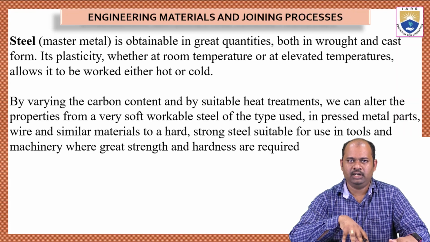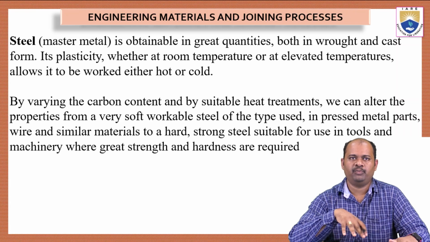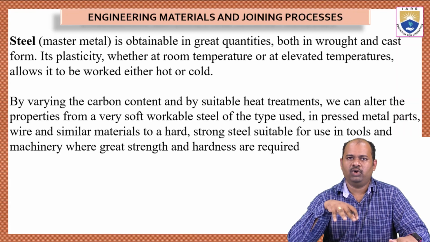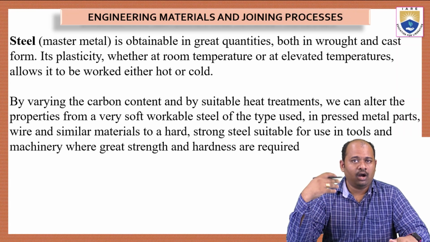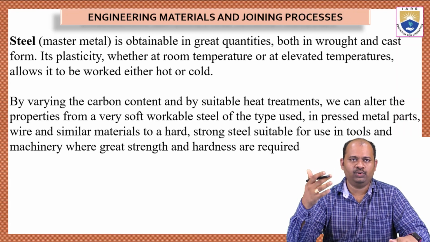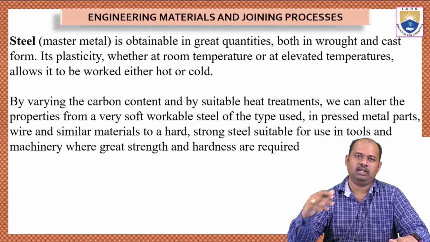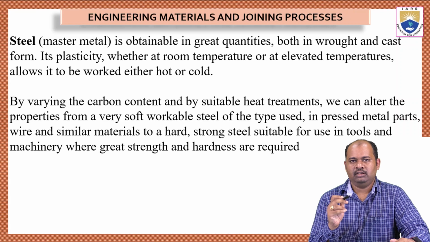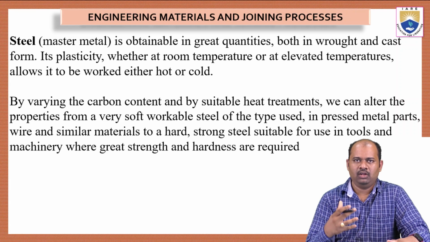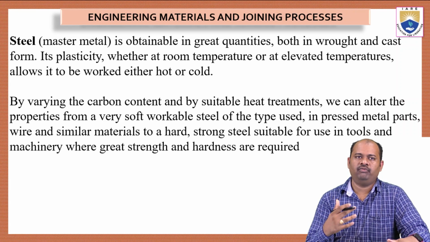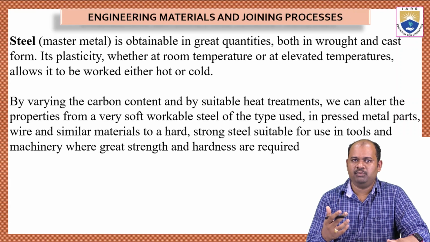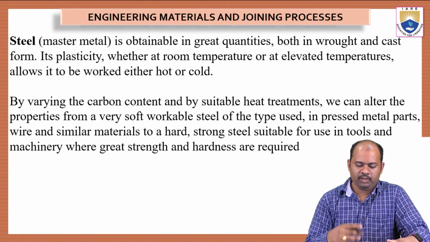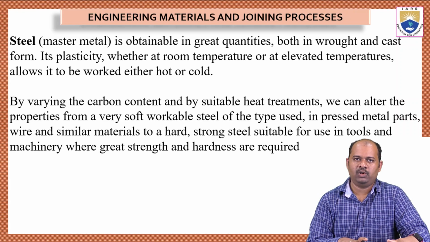By varying the carbon content and by suitable heat treatments, we can alter the properties from a very soft, workable steel of the type used in pressed metal parts, wire and similar materials, to hard, strong steel suitable for use in tools and machinery, where great strength and hardness are required. So depending on the application, this steel can be modified. It can be prepared as a soft workable steel or a very strong steel suitable for preparing tools used in machinery and machine cutting. Depending on the type of application, the steel can be modified accordingly and used.